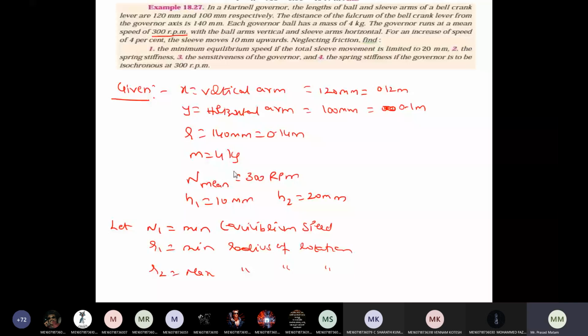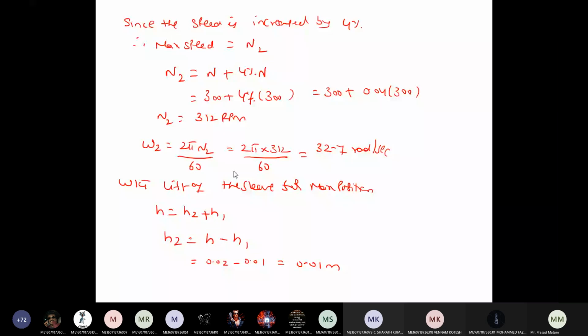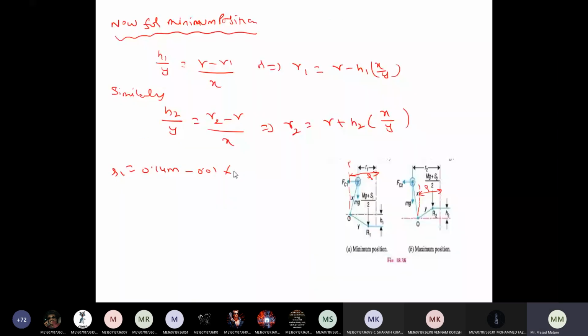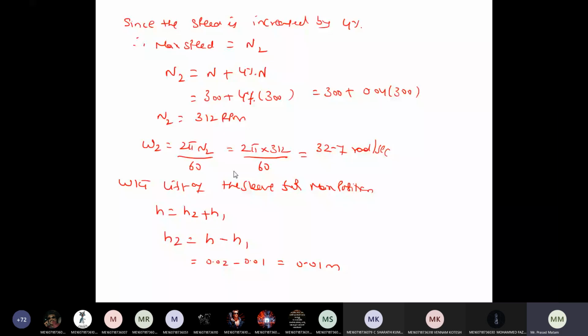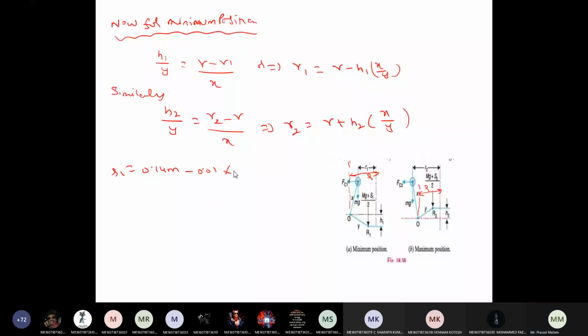And what is h? h1 is 0.01. You can see here this point. r1 is equal to 0.14 minus h1, 0.01, into x by y, that is 0.12 by 0.1. On solving this equation, what is r1 we are getting? Can anyone answer?